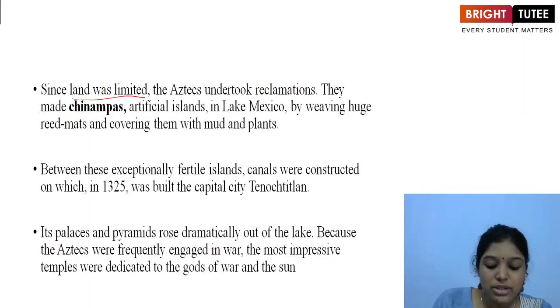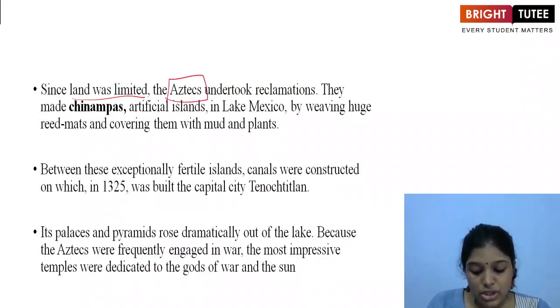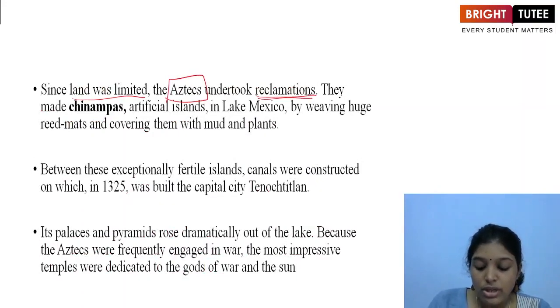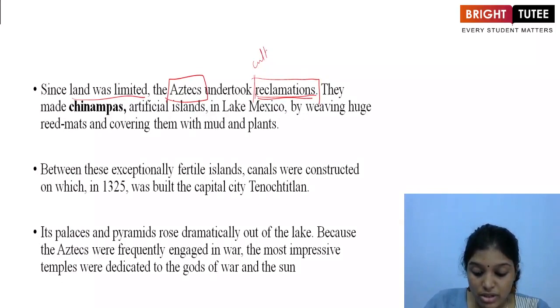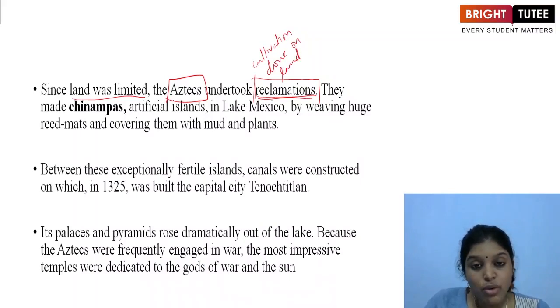And since land was limited, the Aztecs undertook reclamations. That is, reclamation referred to taking wastelands or occupying wasteland and turning it into agriculturally rich regions. So it means cultivating wastelands so that they produce yield. That is what reclamation refers to: cultivation done on land which was left fallow or which was considered wasteland till then. So because of limited resources or land, the Aztecs undertook this process of reclamation.